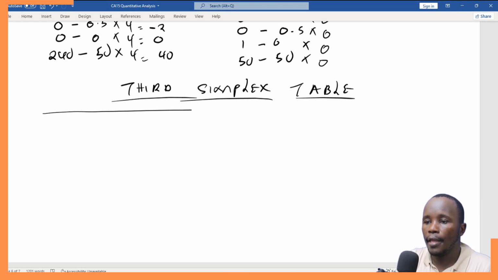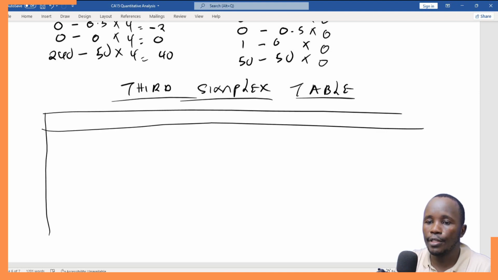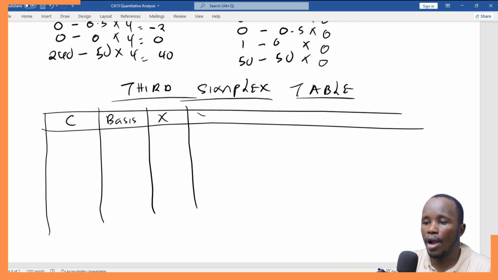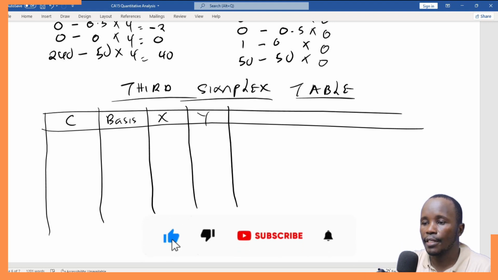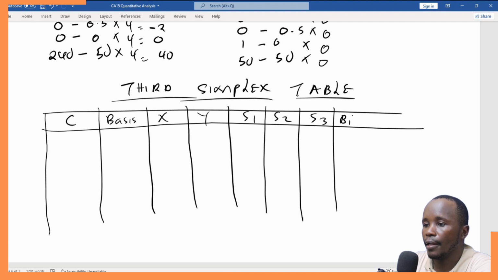And in this table, we are going to have our values as they were. Here we shall have our C, our basis, our X, our Y, our slack 1, slack 2, slack 3, our Bi, and then we shall have our ratio.